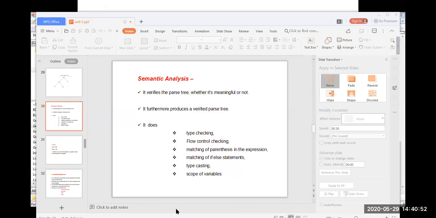Now, we have three categories of errors: syntax errors, logical errors, and runtime errors. When we come to logical errors, if your logic is wrong, it is a logical error. We can identify a logical error only after running the program, by seeing the output. By observing the output, we can understand there is a logical error, because we have got the wrong output. So your logic is wrong. Logical errors don't have any relation with this process.